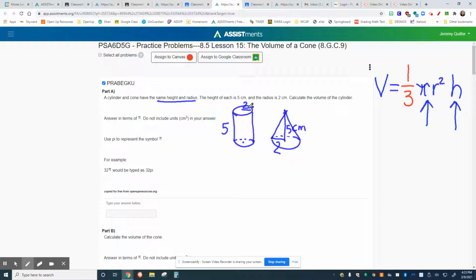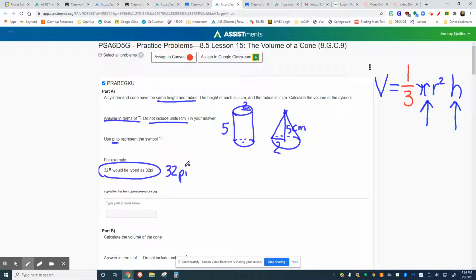Pay attention to this piece. Answer in terms of pi. Do not include cubic centimeters in your answer. And then when we do pi, use the word pi to represent the symbol. For example, if our answer was 32 pi, we would write that out as 32 pi. No space, just there. So remember that when we do this, we're going to compare the two volumes.